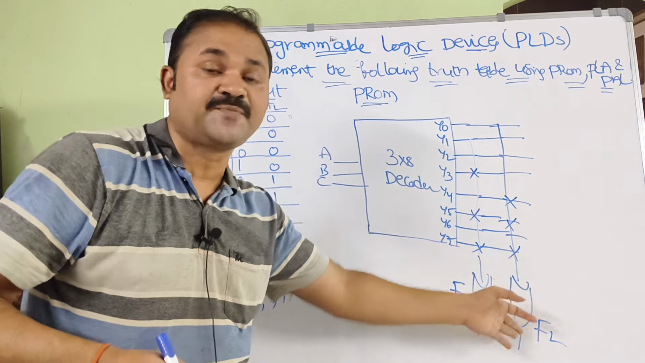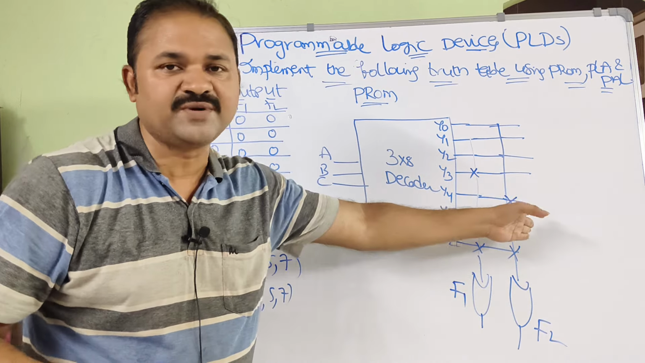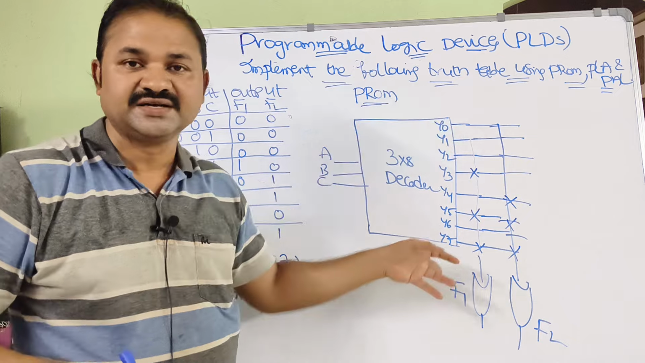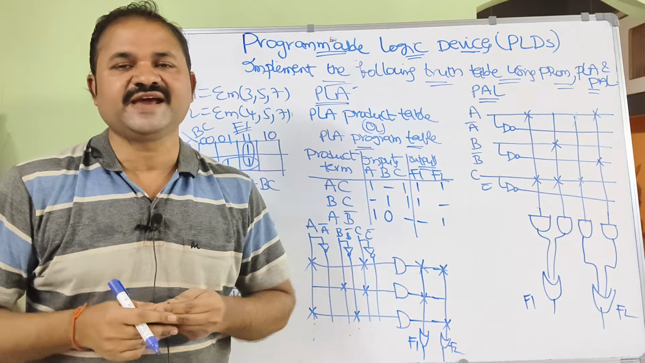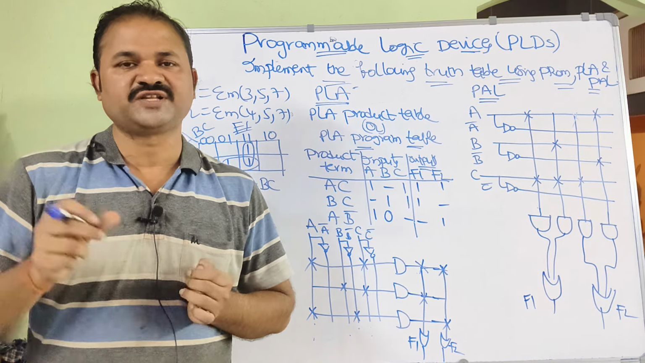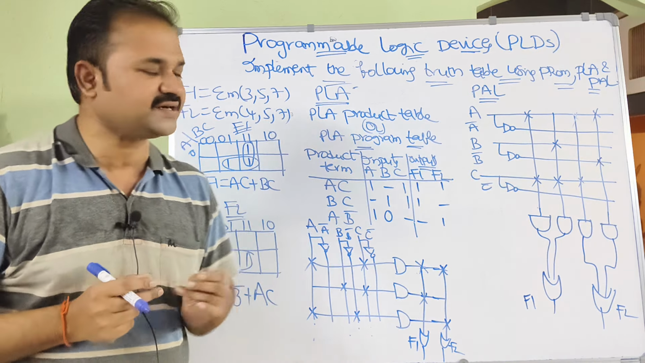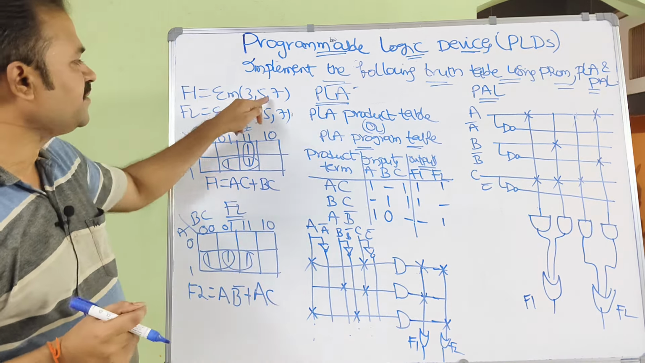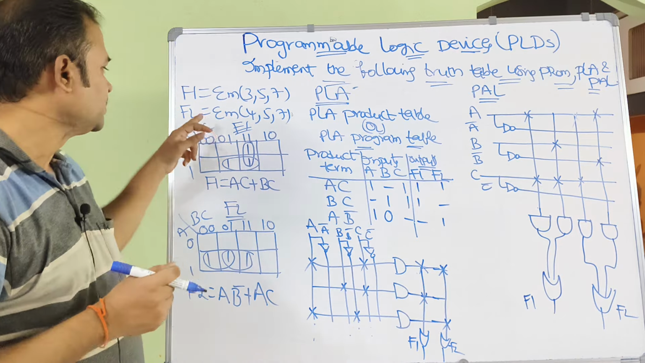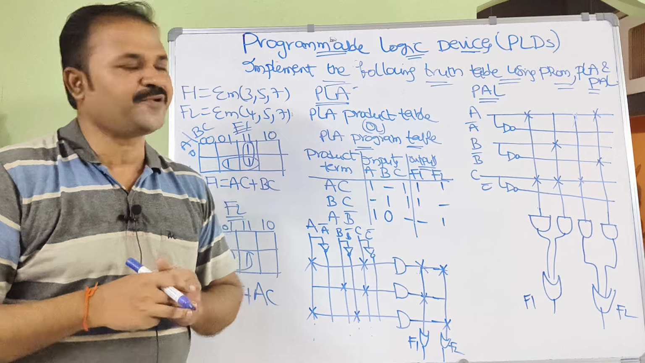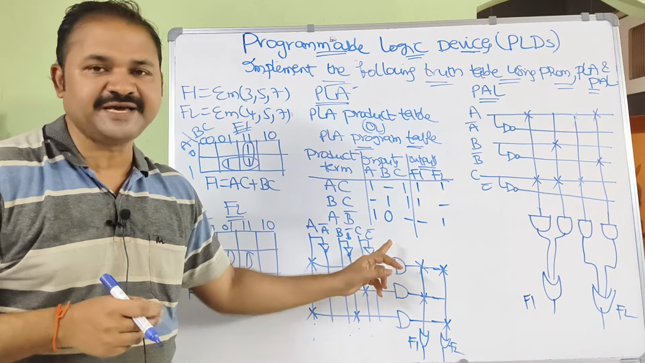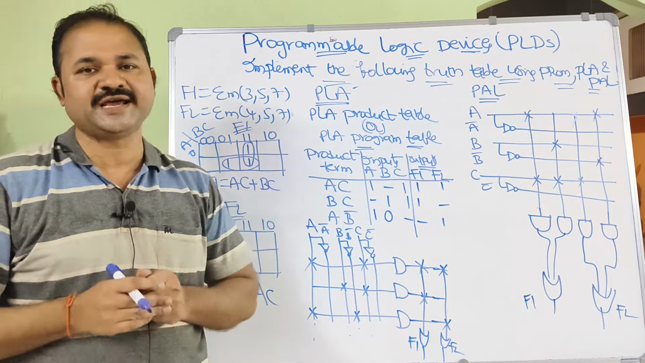So here OR gates are programmable. We are doing some programming here, whereas AND gates are fixed. So this is about PROM. Previously we have seen the truth table. For the truth table, the Boolean functions are F1 equal to sigma M of 3, 5, 7, F2 equal to sigma M of 4, 5, 7. So for the same problem, we are constructing PLA as well as PAL.